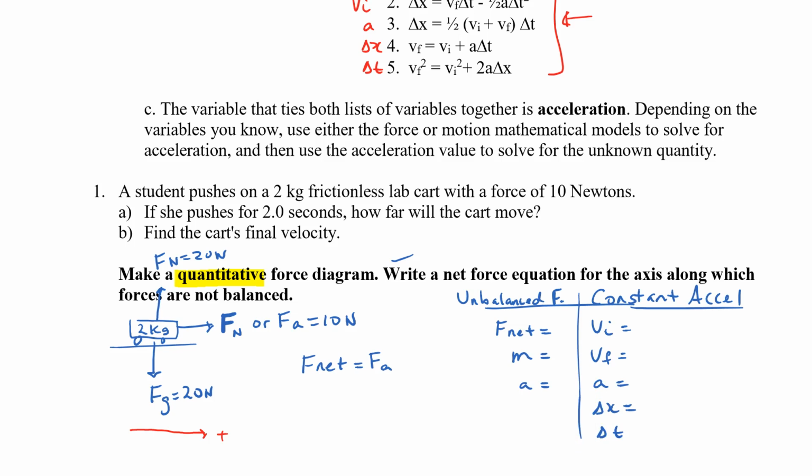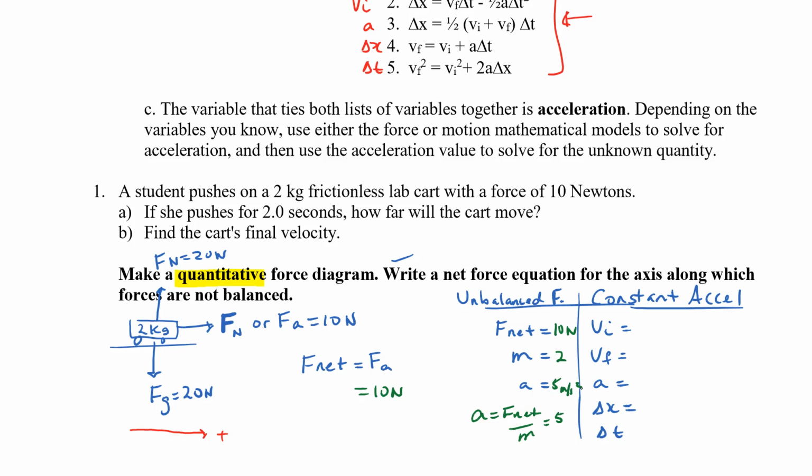Okay, so we know that this force to the right is actually 10 newtons, so this net force is 10 newtons. We know that the mass is 2 kilograms. Oh, so right away we can figure out what the acceleration is. Well, acceleration is equal to Fnet over m. So it's going to be 10 divided by 2 is 5. So here our answer is 5 meters per second squared.